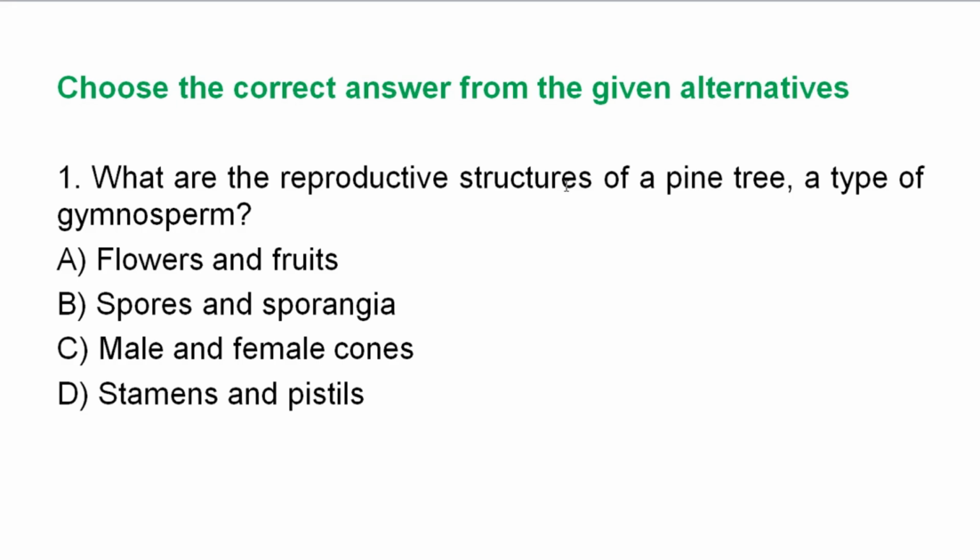Good, I think you got the answer. The correct answer is C. Male and female cones are the reproductive structures of a pine tree, or of gymnosperms. Choice A, flowers and fruits, are the reproductive structures of flowering plants. Spores and sporangia are the reproductive structures of ferns. Stamens and pistils are again the reproductive structures of flowering plants. So the correct answer for question number 1 is C. Male and female cones are the reproductive structures of gymnosperm plants.